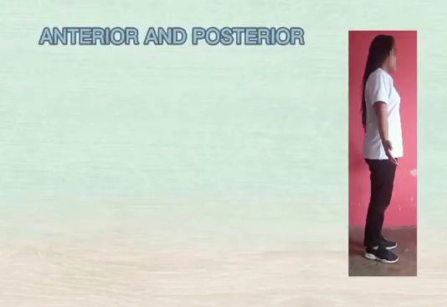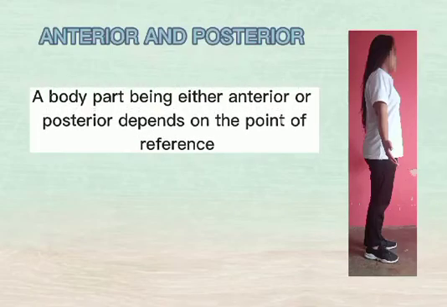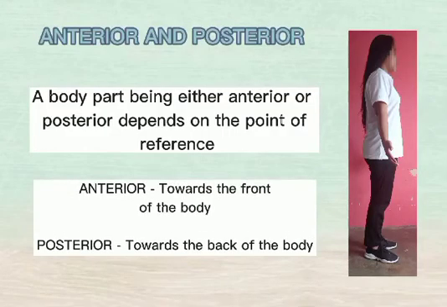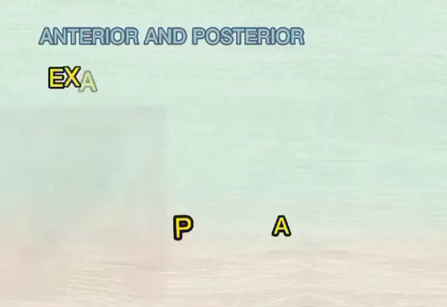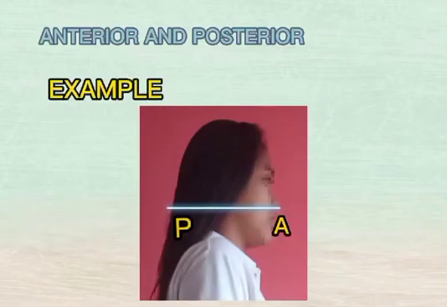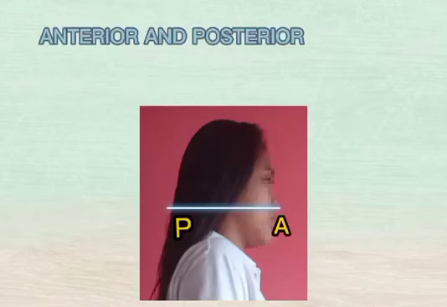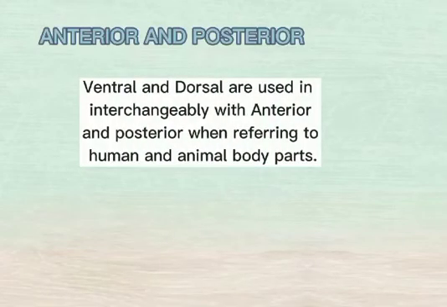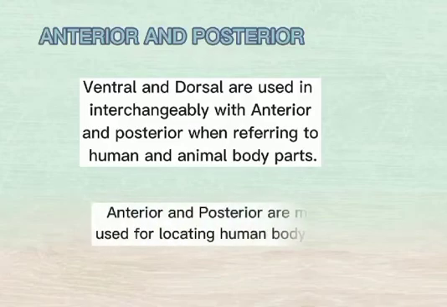Like other anatomical directional terms, a body part being either anterior or posterior depends on the point of reference. Anterior is towards the front of the body, posterior towards the back of the body. For example, the nose is anterior to the ears, and using the same points of reference, we could say that the ears are posterior to the nose. Please note that the terms ventral and dorsal are used interchangeably with anterior and posterior when referring to human and animal parts. However, the terms anterior and posterior are mainly used for locating human body parts.